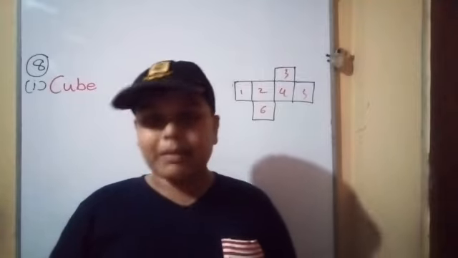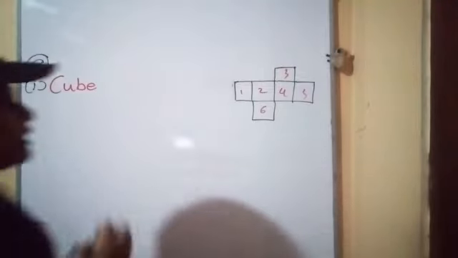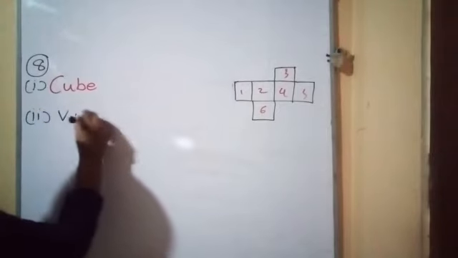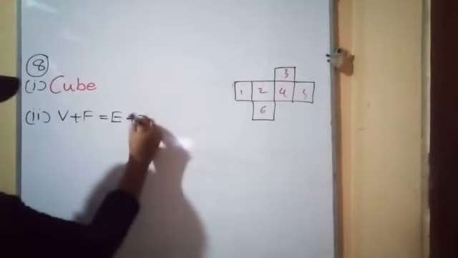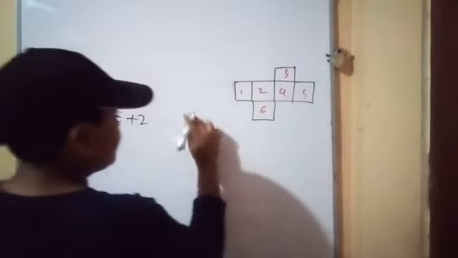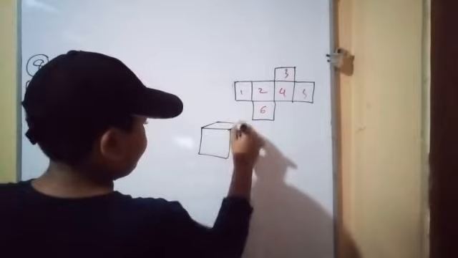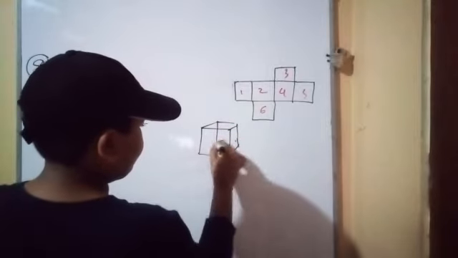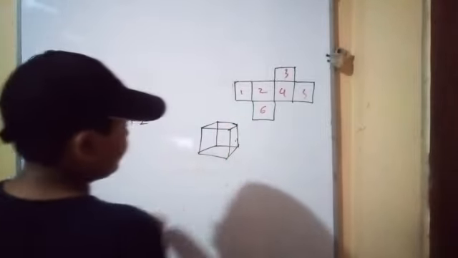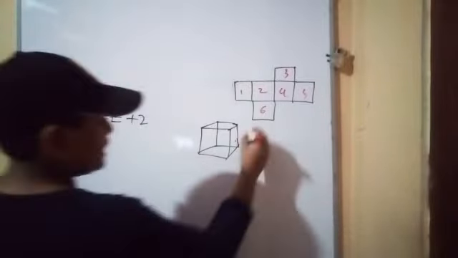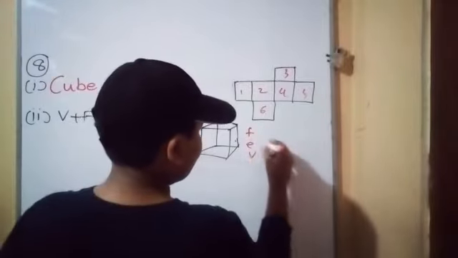is satisfied by these values. So, in the second one, let's check this. Vertices plus faces equals edges plus 2. Now let's draw a cube. Let's draw a cube like this. So, how many faces are there, how many edges, how many vertices?